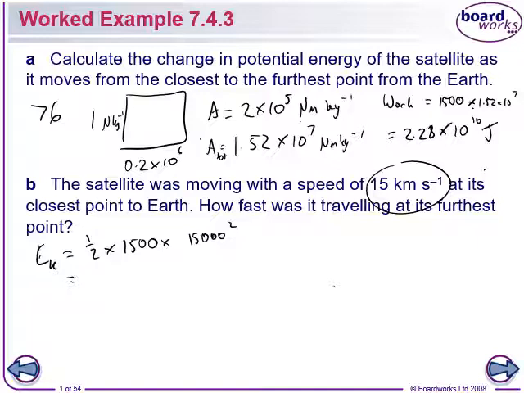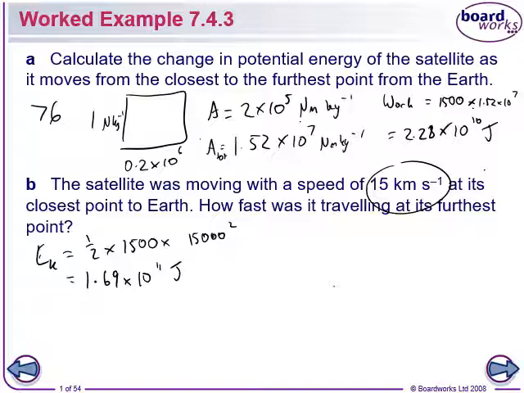I get 1.69 times 10 to the 11. So that is its total kinetic energy when it's at its closest point to Earth. So if we move it further away from Earth, we are giving it gravitational potential energy, so therefore we must be taking away its kinetic energy. Okay? So to work out its speed, we need to subtract this change in energy from its kinetic energy.